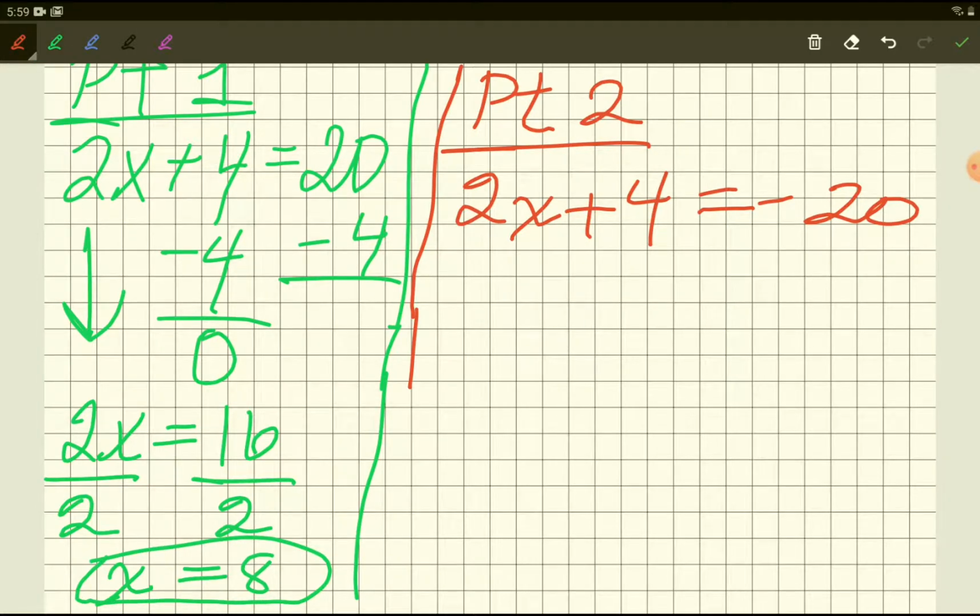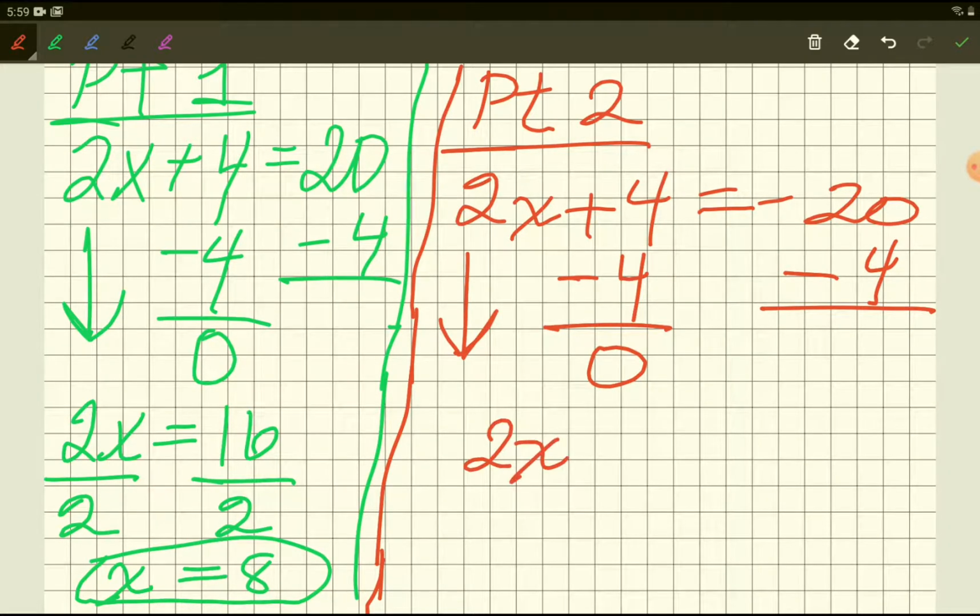Other side now, don't forget about your part 2. See, I would have forgotten about my part 2, but I set it up so that I don't forget. Again, solving. Negative 24. Again, we divide by whatever number the x is attached to.